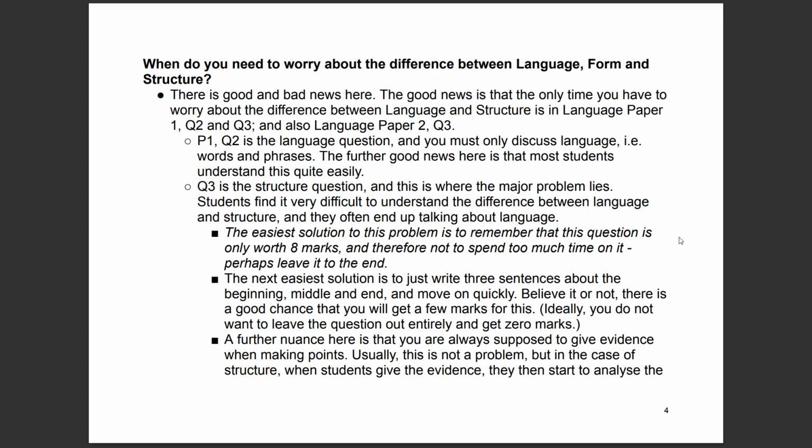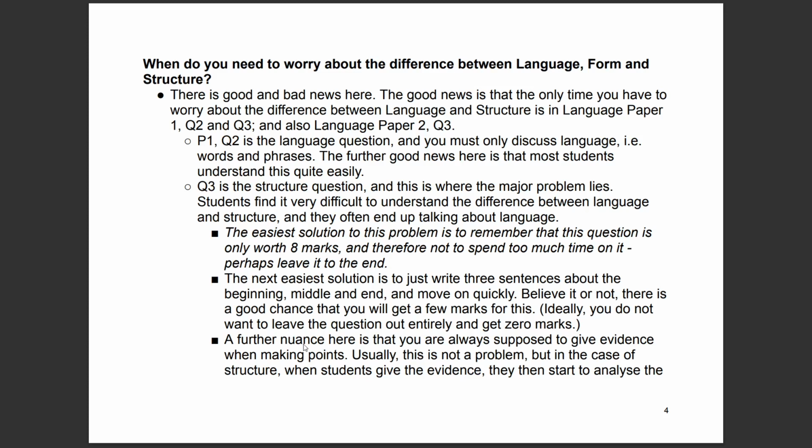Maybe leave it to the end, something like that. But do not spend more than 10 minutes on this question. The next easier solution is to just write 3 sentences about the beginning, middle, and end and move on quickly. That links back to the point I've just made. Believe it or not, there is a good chance that you will get a few marks for this. Ideally, you do not want to leave the question out entirely and get 0 marks. So I'm not suggesting that you leave it out entirely, but do not spend more than 10 minutes, and as a minimum, just write 3 sentences and move on.